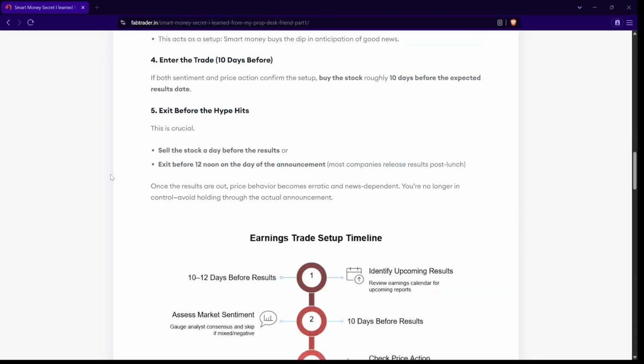With all the necessary conditions in place, typically we go buy 10 days prior to the results date, and then hold on to that position. In terms of when to exit, for example, if the announcement is happening tomorrow, you exit by end of day today. That's how it happens. Or if you want to hold it for a little bit longer, mostly the announcements are made post lunch, so you can actually hold it until noon the next day. But I would suggest that one day prior is probably the best way to get out.